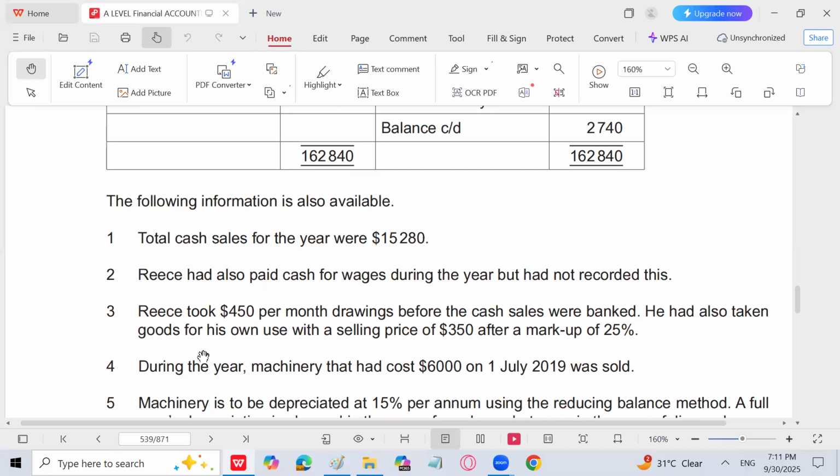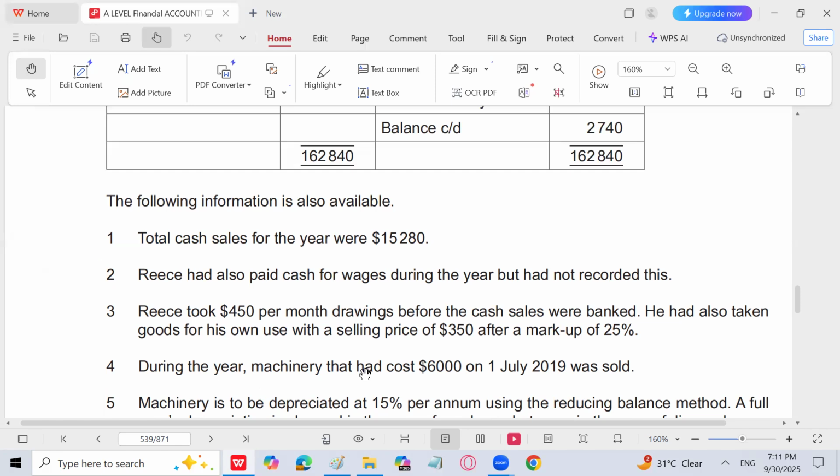She had also taken goods for her own use with a selling price of 350 after a markup of 25%. So this is known as goods drawing by the owner, but as it is given at selling price, we have to convert it to cost price. So goods drawing is given.